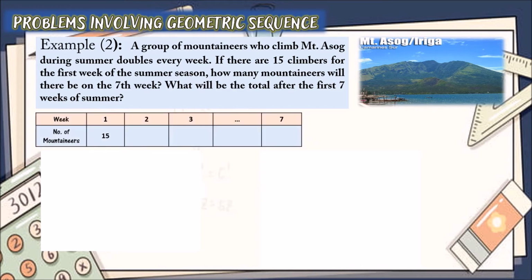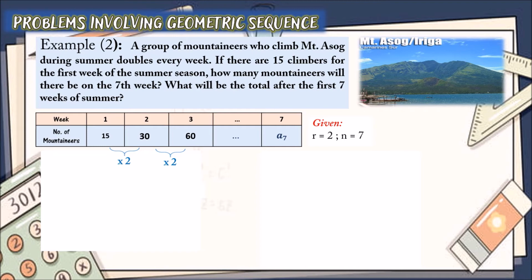So, gagamit tayo ng table para i-represent ang problem para ma-solve natin yung hinahanap. So, kailangan natin ang number of weeks. We have first week, second week, third week, hanggang 7th week. At the number of mountaineers. Ang sabi sa problem, meron tayong 15 climbers sa first week. Pero, every week, nagdodoble ito. So, we are going to multiply 2 sa 15. So, 15 times 2, we have 30 for the second week. 30 times 2, we have 60 for the third week. So on and so forth, hanggang mahanap natin kung ilang climbers or mountaineers meron sa 7th week.